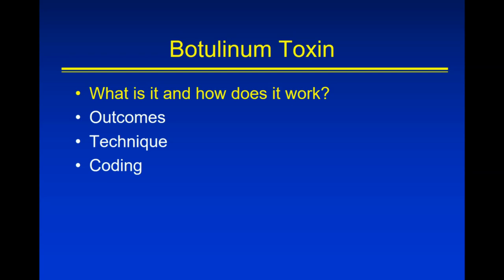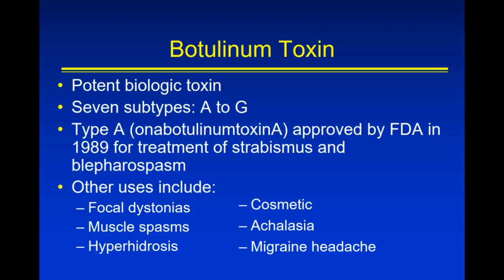So what is botulinum toxin and how does it work? It's a neurologic toxin. It's been around for a very long time, since the 60s. It started in the ophthalmologic world. The first actual FDA approval indication was for strabismus, but it's used in a variety of systems.